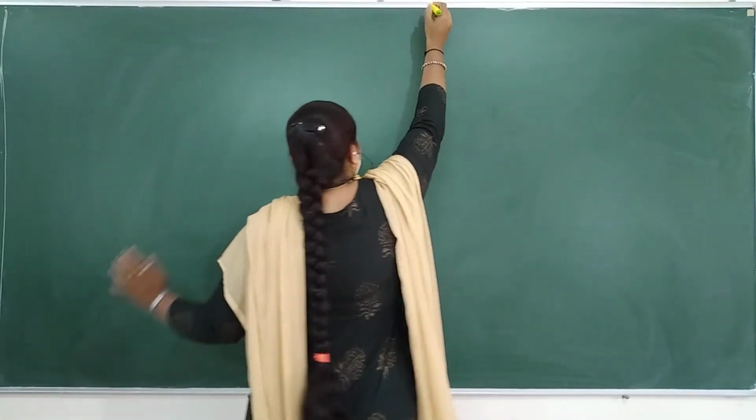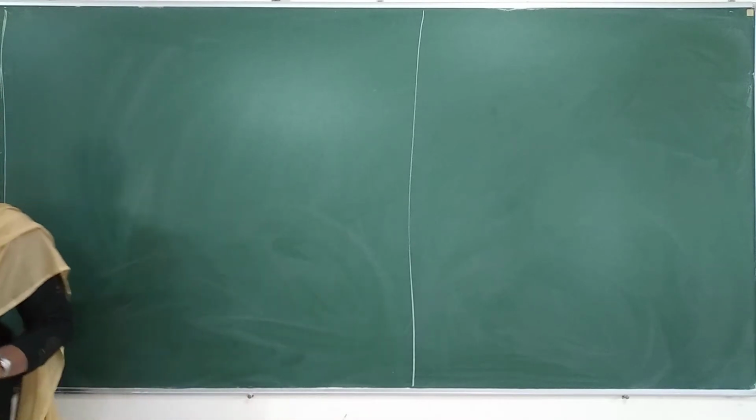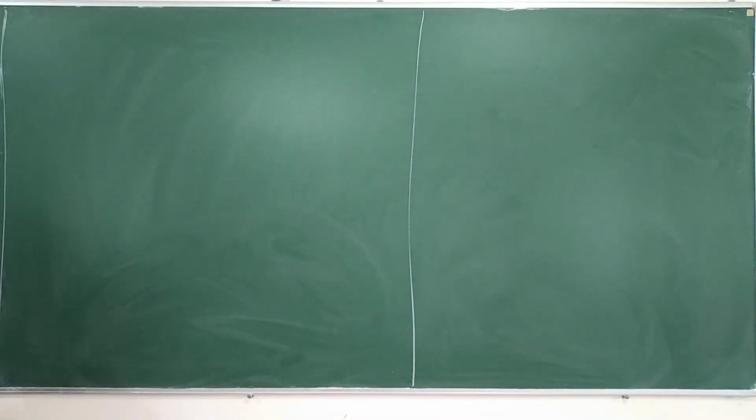Read the question number 18. Write the data. Solve the question. Okay, see here. A 20 kg box is gently placed on a rough inclined plane of inclination 30 degree.